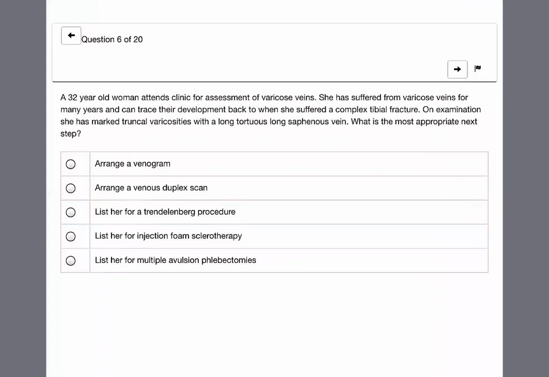Yes. A 32 years old woman attends the clinic for assessment of varicose veins. She has been suffering from the varicose veins for many years and can't trace their development back to when she suffered from a complex tibial fracture. On examination, she has marked truncal varicose veins with a long tortuous long saphenous vein. What is the most appropriate step? Arrange for venogram, arrange for venous duplex scan, list her for Trendelenburg procedure, list her for injection foam sclerotherapy, list her for multiple avulsion phlebectomy. I arrange for the venous duplex scan.